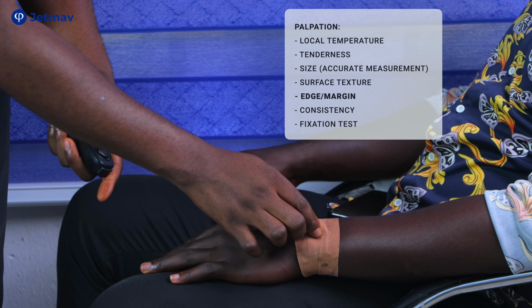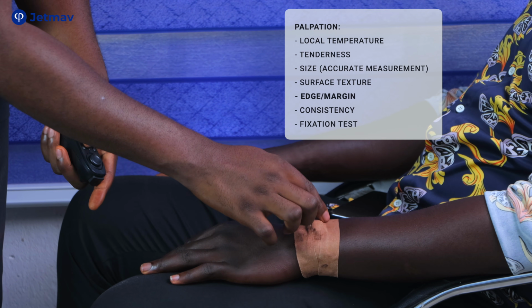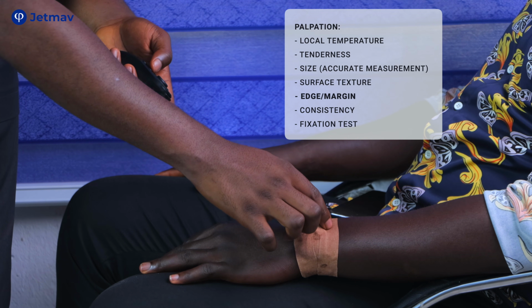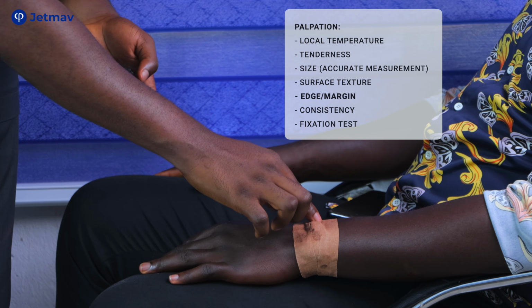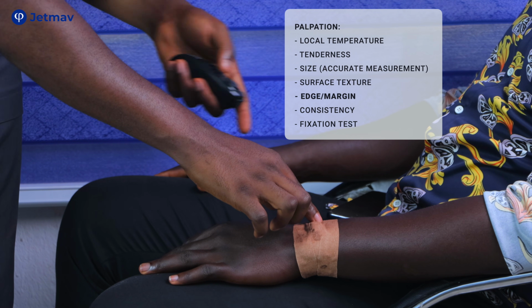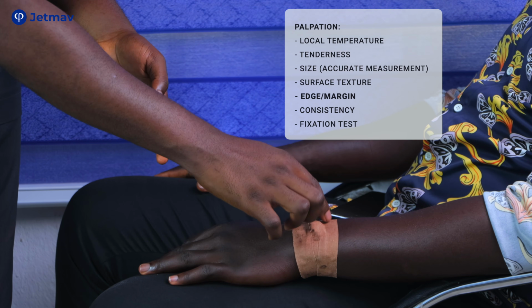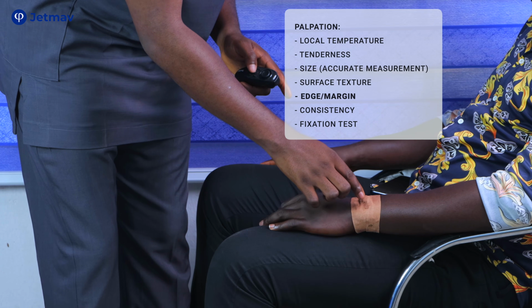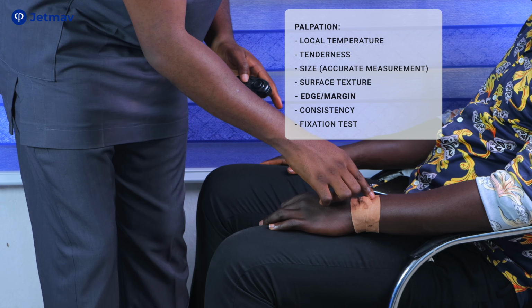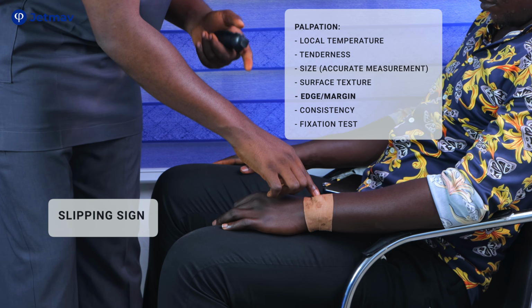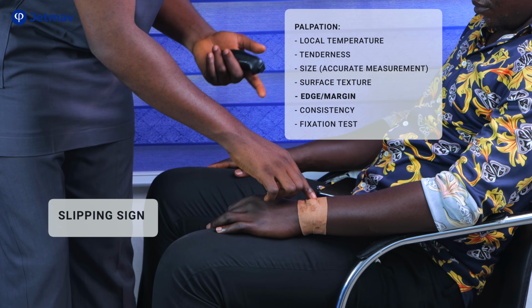check the margins. Try to note the margins. Go around the mass. Note if the edges are well defined and clearly demarcated from the normal tissue, or if it is ill defined and merging with the tissue. So try to note the edge or the margin of the mass. When you're checking for the margin, if the swelling is slipping out, it is the slipping sign, and most times happens in lipoma, and might suggest that the swelling is a lipoma.